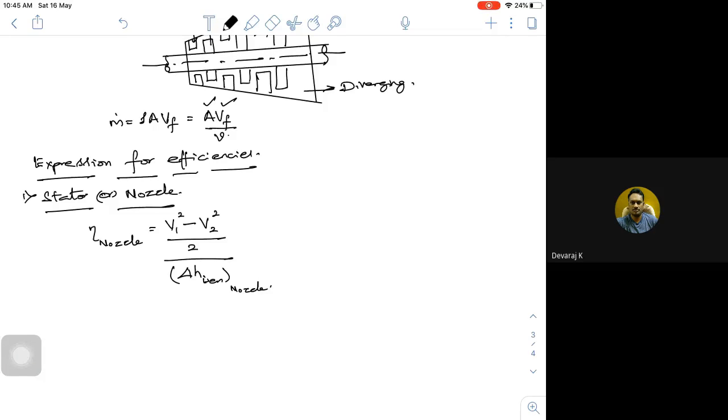What is the C2? C2 or V2? V2 is nothing but your exit velocity. Or, sorry, this is V1. Sorry, it is your nozzle. V2 is the velocity with which it is going to enter.